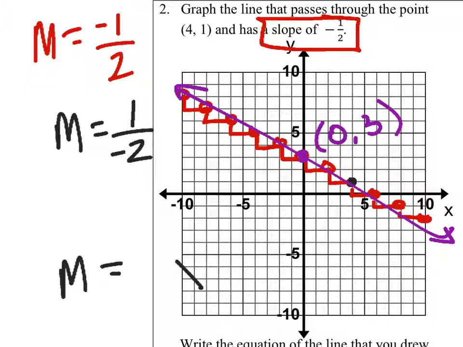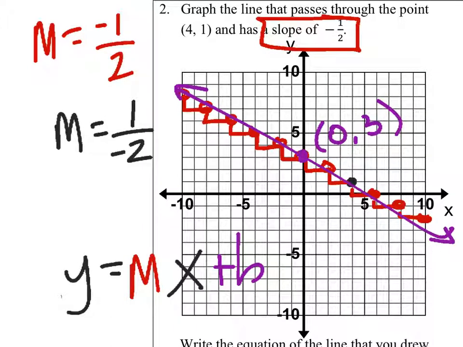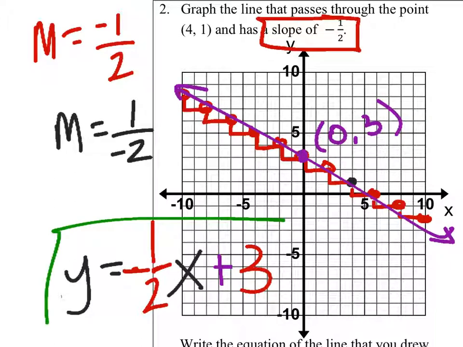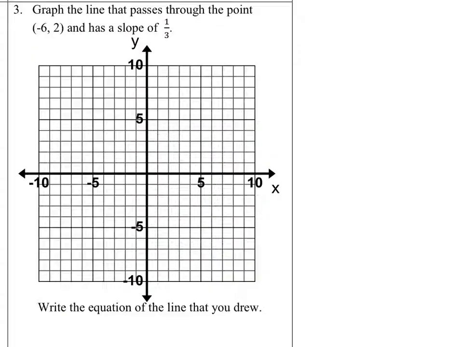Well, that's not m. It's supposed to be y. Y equals mx plus b. I knew that. And we can see that the slope, once again, is negative 1/2, so I'm just going to replace the m with negative 1/2. And the b value here is at a positive 3, 0, 3. That's it. There we go. All right, good luck.